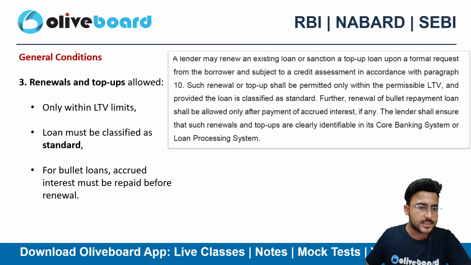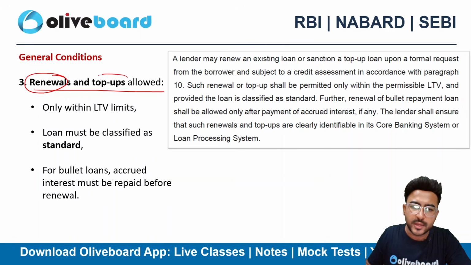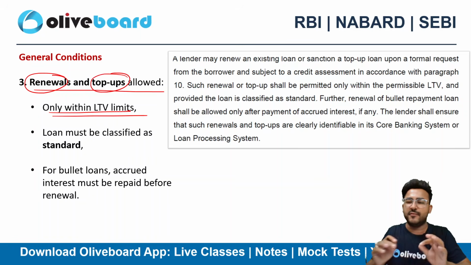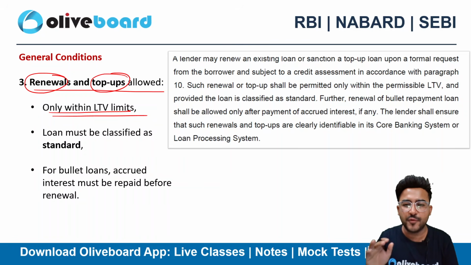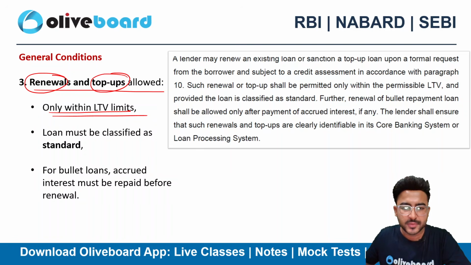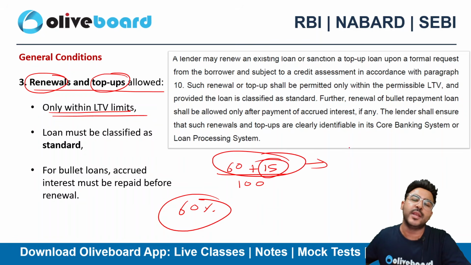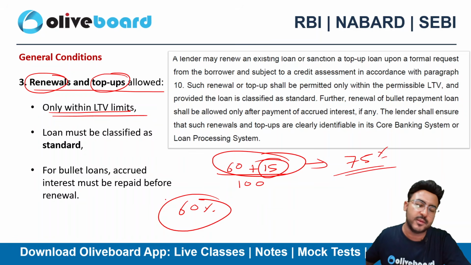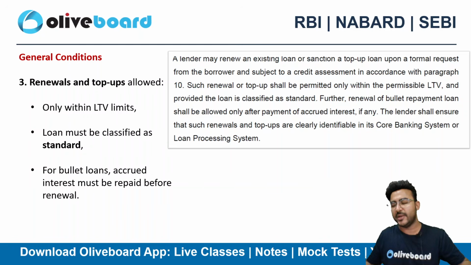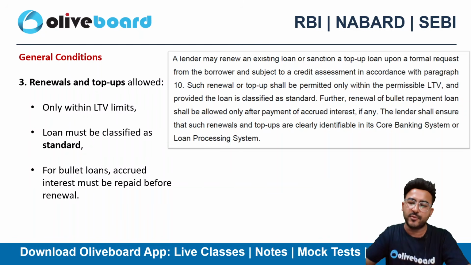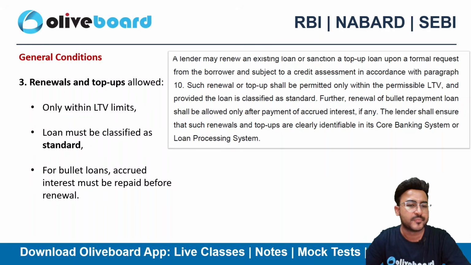General conditions: renewals and top ups are only allowed. You can only renew your loan or take a top up if you are already well within the LTV limits, right? Let's suppose you have a collateral value of 100, you have already taken a loan of 60, so that's 60% LTV. Let's suppose LTV is permitted till 75%, then in that case 15 ka loan you can take as a top up. You can take a loan of 15 as a top up and then your LTV will still be within the prescribed range. We will be discussing the LTV as well. What is LTV? What is the prescribed range of LTV in this particular case, right?